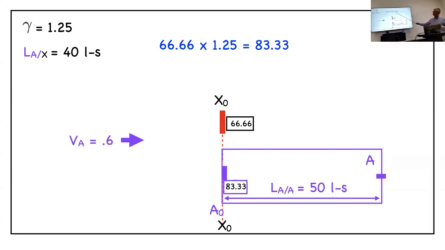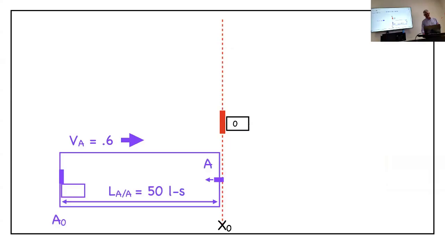66.66 times 1.25 equals 83.33. And again, you can't believe that these numbers work out, but they do. Because Einstein made it so. All right. All right.